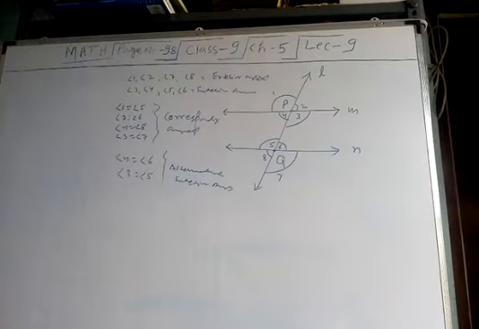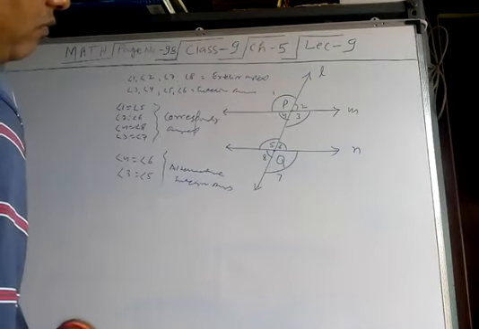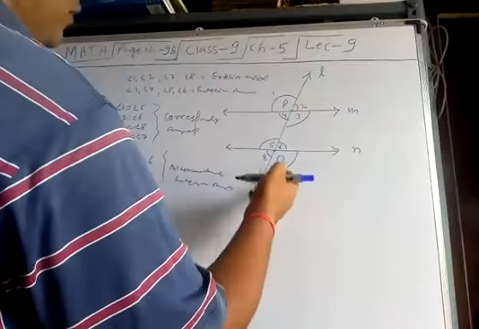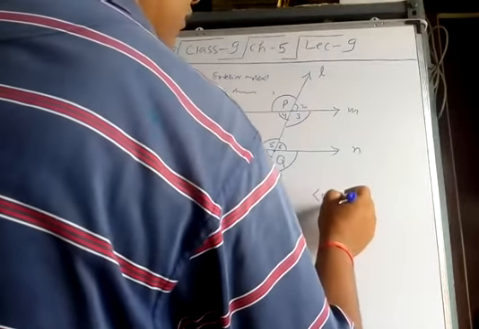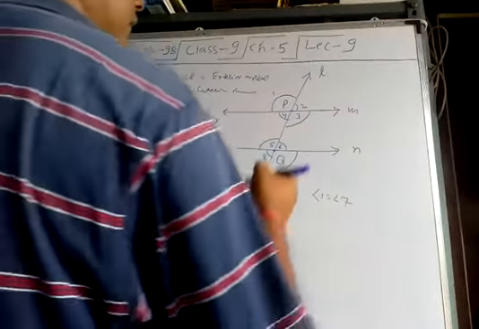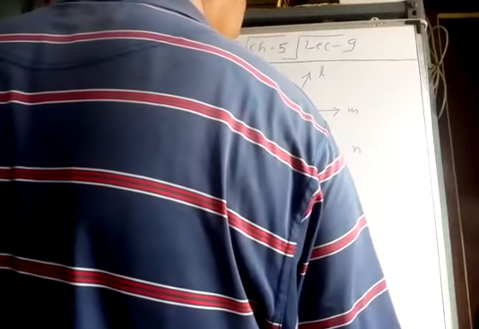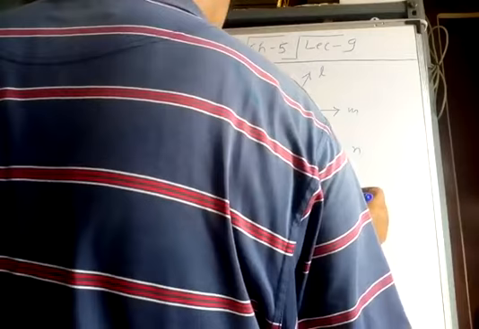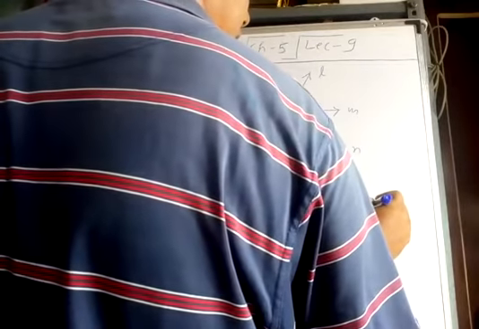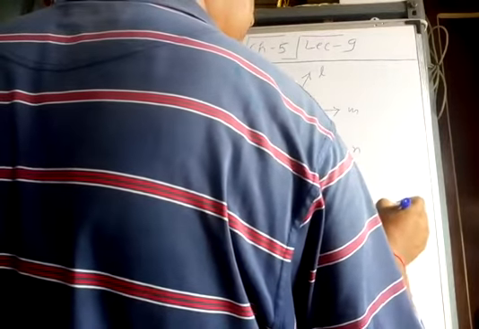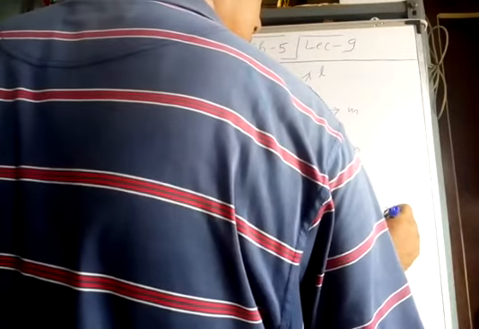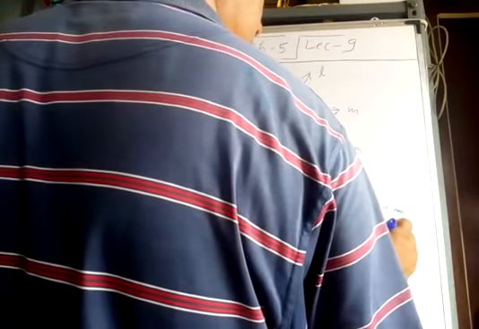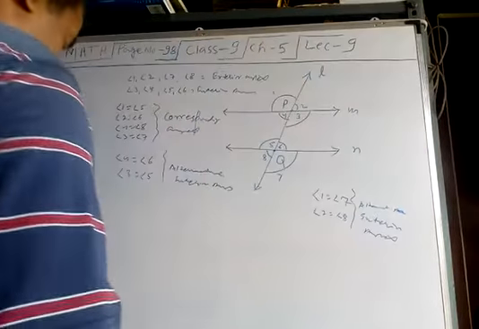Angle 1 is equal to angle 7. Angle 2 is equal to angle 8. So these are alternate angles, alternate exterior angles.